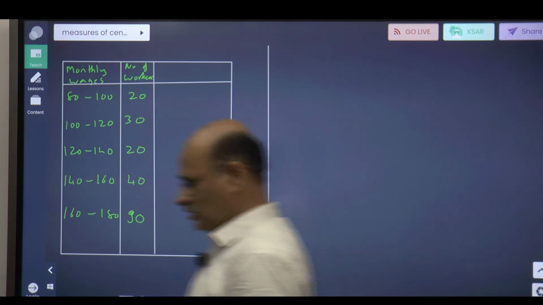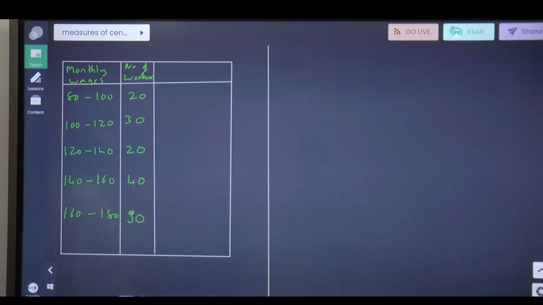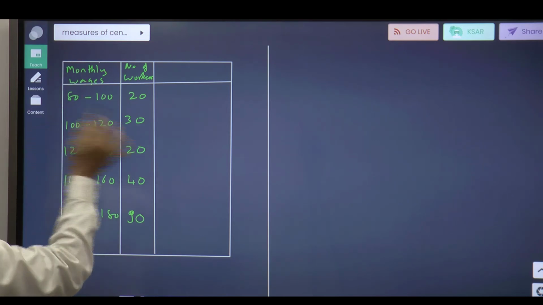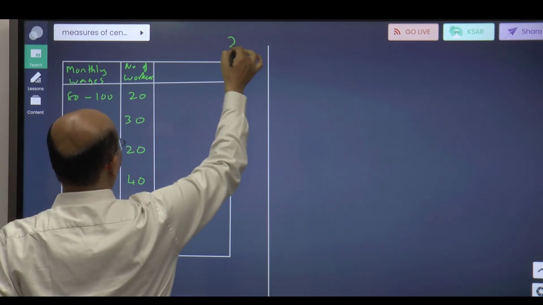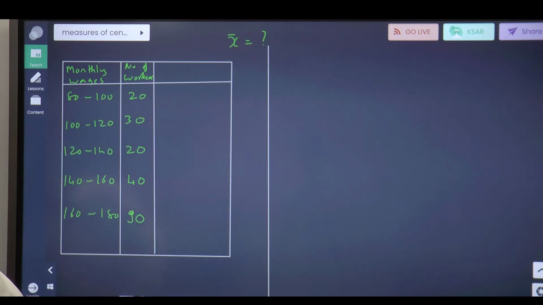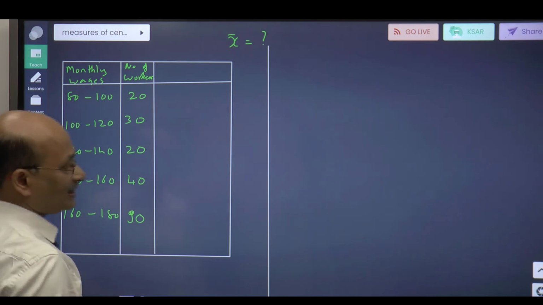The next question says, now look at the question carefully. It's something very different. Monthly wages are given to you. Find the average of the wages, that is x bar, the arithmetic mean. They are asking for x bar, by both the methods.